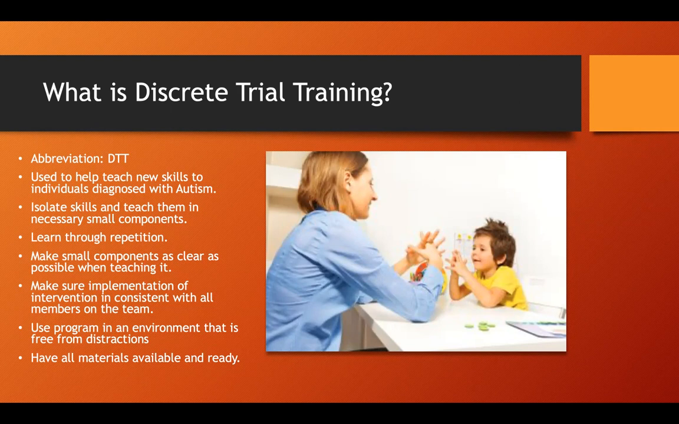Make sure you make all components as clear and concise as possible when teaching them to the client. All members of the team should be implementing the intervention consistently and the same. It is everyone's responsibility to make sure everyone is on the same page about how to use DTT with the client correctly. Make sure the environment is free from any distractions before implementing the intervention, and make sure you have all materials available and ready before starting each trial.